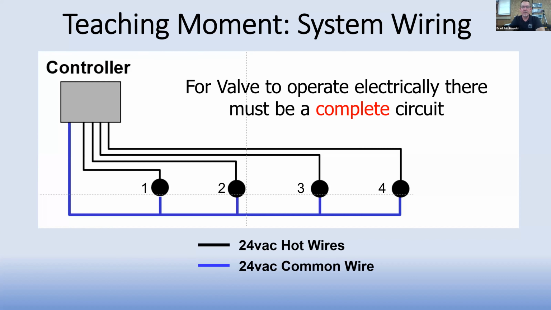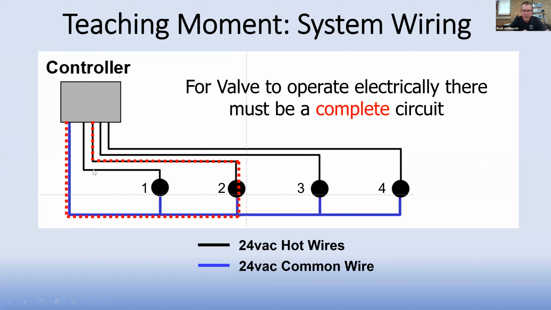So another teaching moment, system wiring here. All right. For the valve to operate electrically, there must be a complete circuit. So you must have a circuit where the energy, or the electrons, are going to flow. They're going to go through the solenoid and back along a common circuit back to the controller. So you have constant flow traveling through. You need a complete circuit.